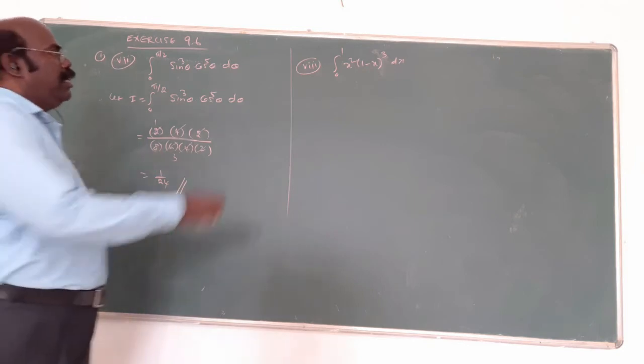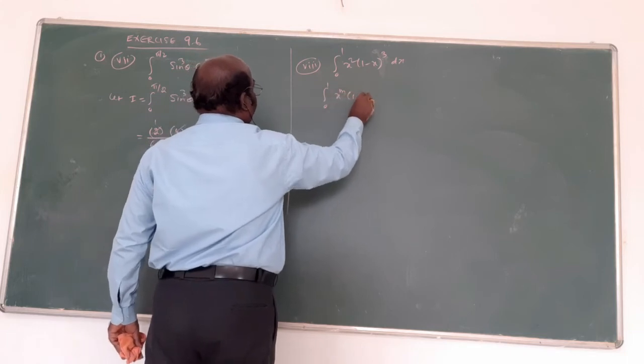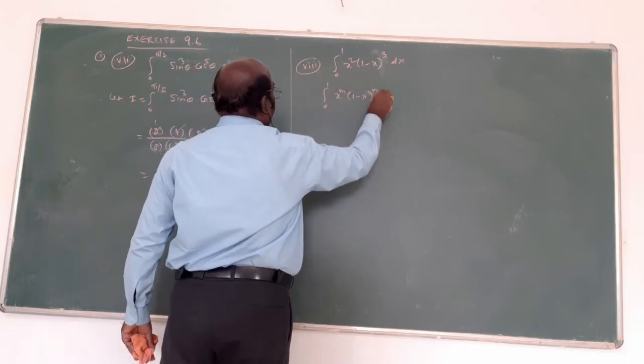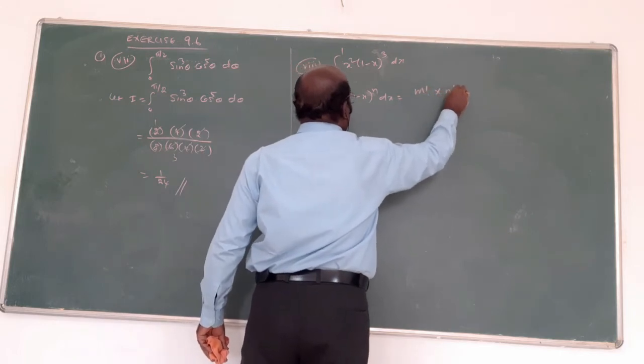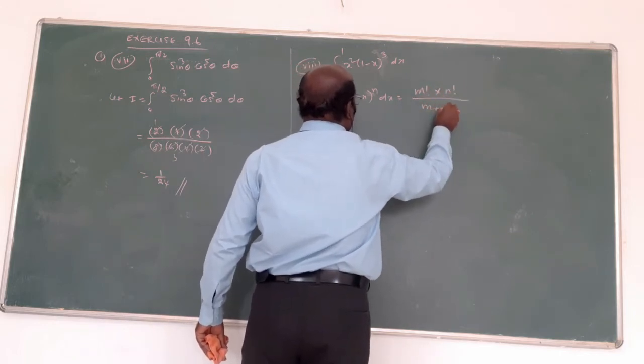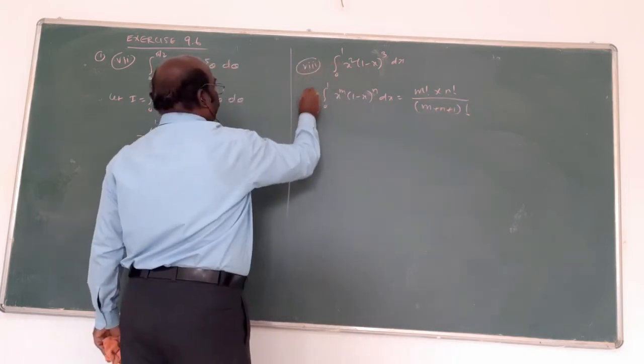Here one more formula. Integral 0 to 1 of x power m into (1 minus x) power n dx is equal to what? What is the formula? m factorial into n factorial divided by (m plus n plus 1) factorial is the formula. This is a formula. Am I right?